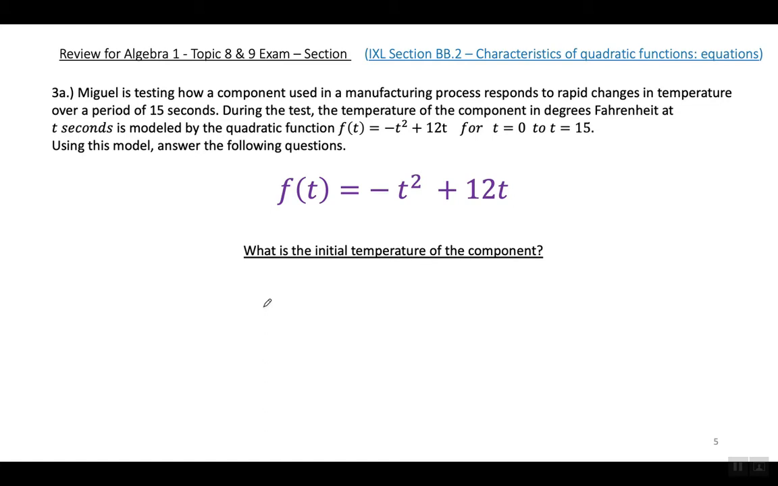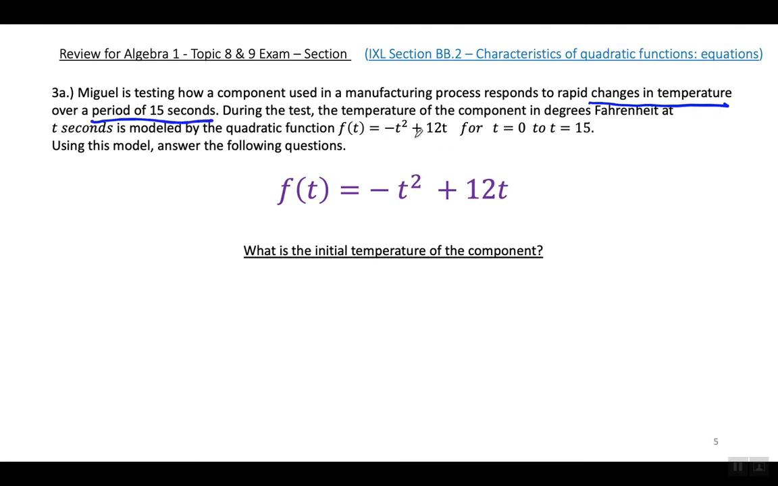Okay, before we look at the actual questions we have to answer, let's make sure you understand what this says. Reading comprehension is super important. If you have to read it 2 or 3 times, that's fine, but you need to understand what it says. Otherwise, you can't answer the question if you don't understand what it's saying. So basically this model is being used to test how a component used in a manufacturing process responds to rapid changes in temperature over a period of 15 seconds.